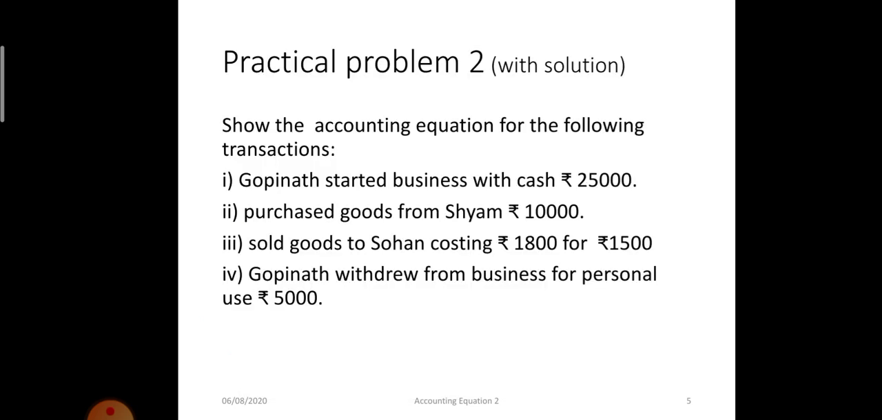Now take another question. 4 transactions are there. First, Gopinath started business with cash 25,000. Second, purchased goods from Sham for 10,000 rupees. Third one, see, it's a goods transaction, sold goods to Sohan costing 1,800 for rupees 1,500. So there's a loss of 300 rupees. Okay, fourth, Gopinath withdrew from business for personal use. Drawing is there, personal use.